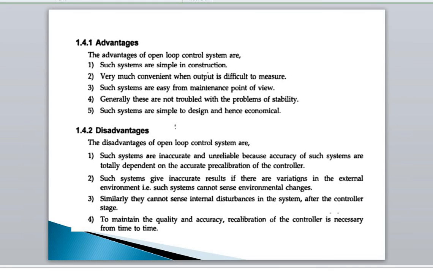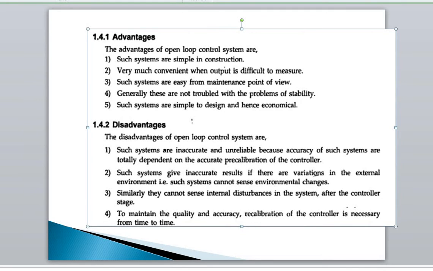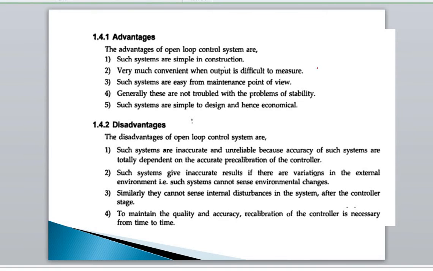Now coming to advantages of an open loop control system. Such systems are simple in construction. Then very much convenient when output is difficult to measure. See, all the time it is not possible to measure the output, isn't it? So in that case, open loop control system is preferred. They are easy from a maintenance point of view. Generally, these are not troubled with problems of stability. Systems are simple to design and economical.